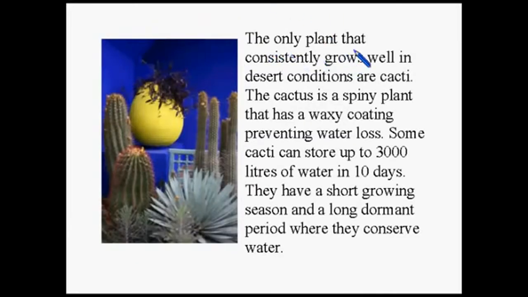The only plant that consistently grows well in desert conditions are cacti. The cactus is a spiny plant that has a waxy coating preventing water loss. Some cacti can store up to 3,000 liters of water in 10 days. They have a short growing season and a long dormant period where they conserve water.